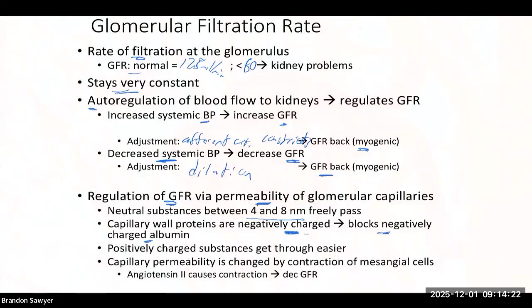Okay, positively charged substances can get through more easily, but capillary permeability is also changed by the contraction of those mesangial cells. Those mesangial cells are very similar to the pericytes we saw in a regular capillary bed, where they are little contractile cells that wrap around the capillaries, and when they contract, they make the holes, the fenestrations, smaller. They're just pulling the cells together, right? One of the mechanisms for contraction of these cells is angiotensin 2. Angiotensin 2 leads to contraction of these cells, which is going to decrease our GFR, right? And again, angiotensin 2 helps us hold on to more fluid and raise our blood pressure, so this is one way that angiotensin 2 does that.